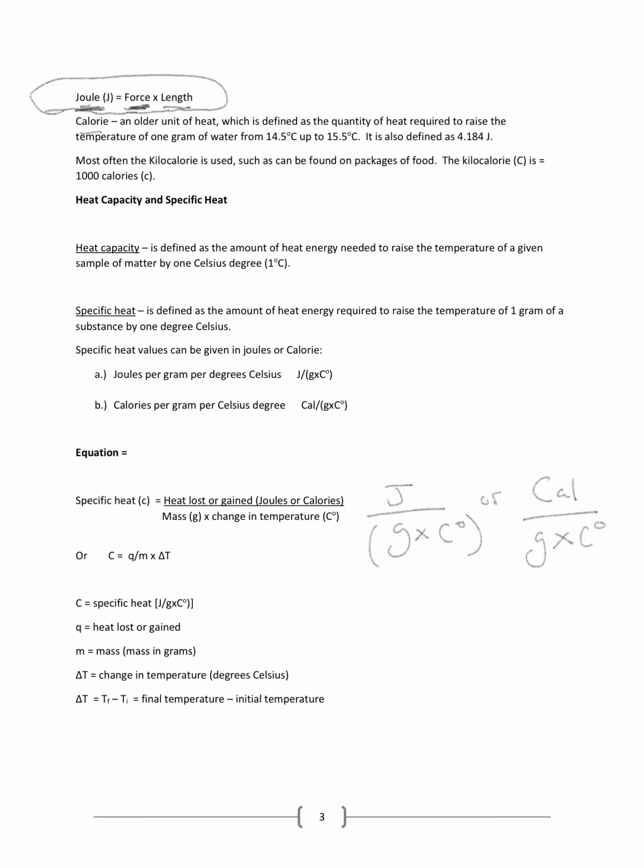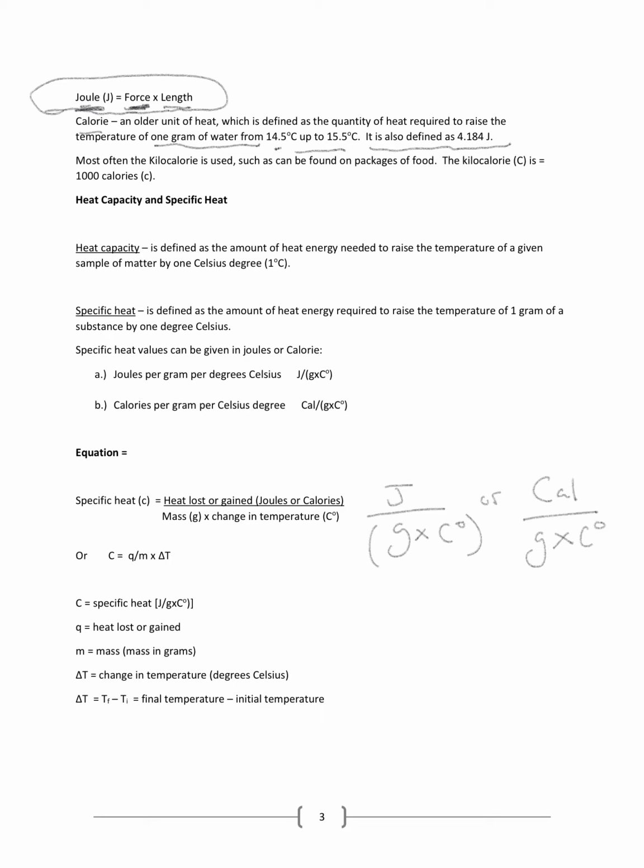The calorie is an older unit that's used to measure heat. It's defined as the quantity of heat required to raise the temperature of 1 gram of water from 14.5 up to 15.5 degrees Celsius, in other words, by 1 degree Celsius. It's also defined as 4.184 joules.